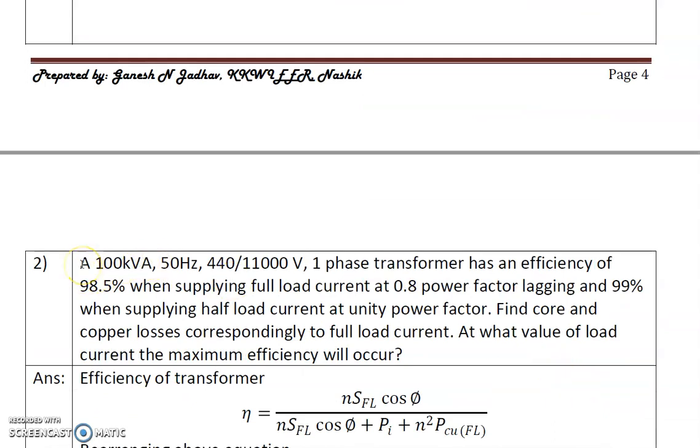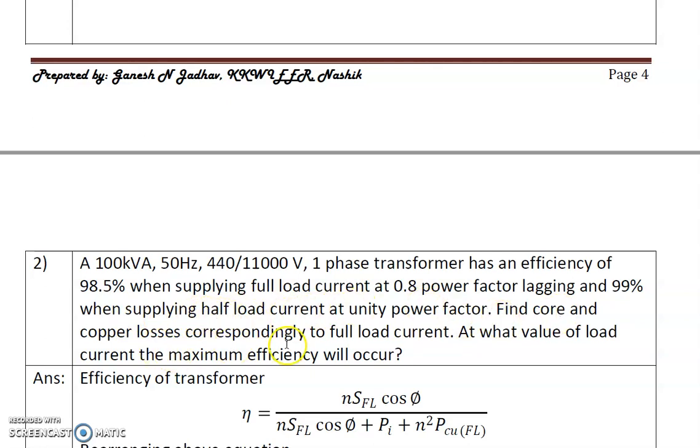In this problem, a transformer is of 100 kVA, 50 hertz, 400/11,000 volt, single phase. The transformer has an efficiency of 98.5% when supplying full load current at 0.8 power factor lagging, and 99% when supplying half load current at unity power factor.